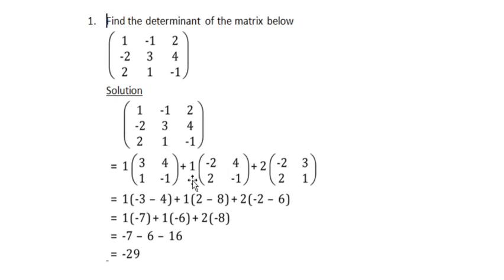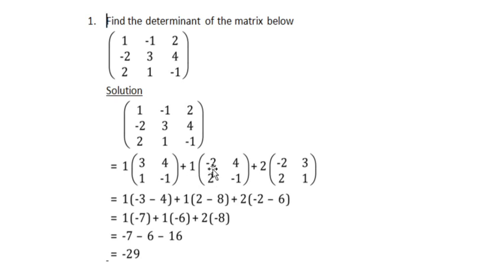Now that you have done that, you are left with this next line. To find the final answer, you do the simple determinant of a 2 by 2 matrix, just like a cross multiplying principle, which is 3 times minus 1 minus 4 times 1. Just cross like this. So that is what I have here: 3 times minus 1 is minus 3, minus 4 times 1, which is 4.